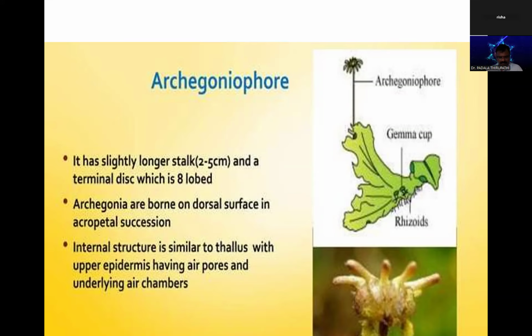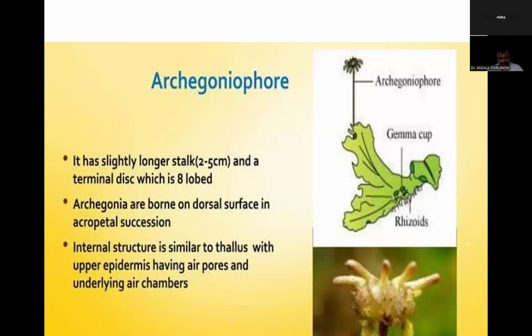So about the archegoniophore, it has a slightly longer stalk, that is 2 to 5 centimeters, and a terminal disc with 8 lobes here also. Archegonia are borne on the dorsal surface in acropetalous succession. On the upper side of the thallus only they are borne, and here also they are produced in acropetalous succession.